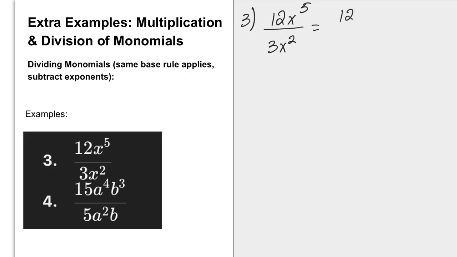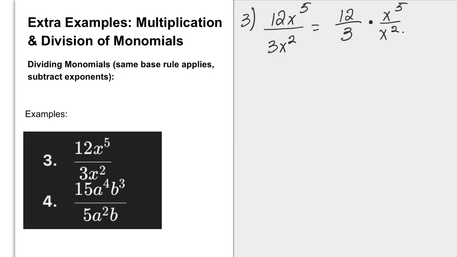I'm going to say 12 divided by 3, and then, same base rule, x raised to the 5th power and x raised to the 2nd power. I'm not doing anything different. 12x to the 5th power means 12 times x to the 5th power, and the same goes for 3x to the 2nd power. It's 3 times x squared. So I'm just going to put that times in the middle.